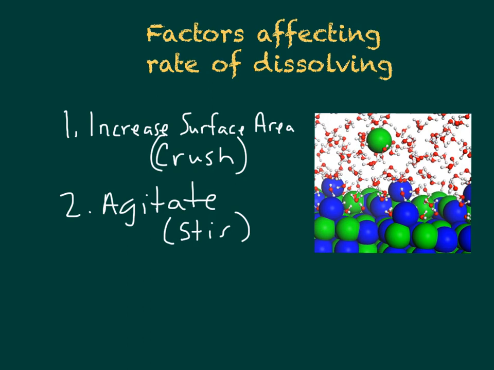And then the third thing that you can do is you can heat it. And again, as you heat this, everything's going to end up moving faster. They're going to have greater kinetic energy, and so when they move faster, they're going to hit the surface more often, make the proper collisions that they need, and they will dissolve faster.